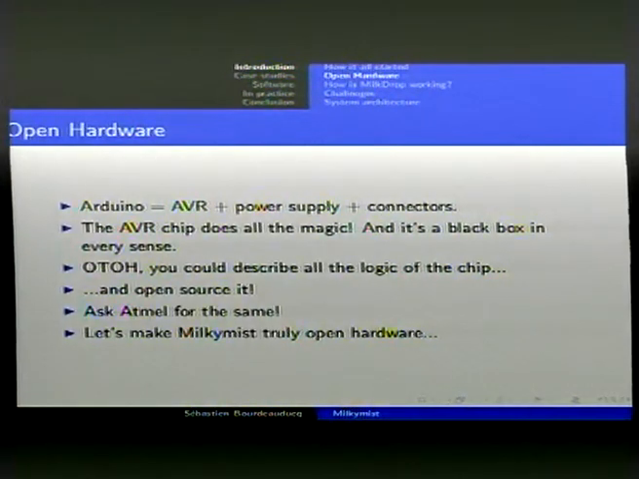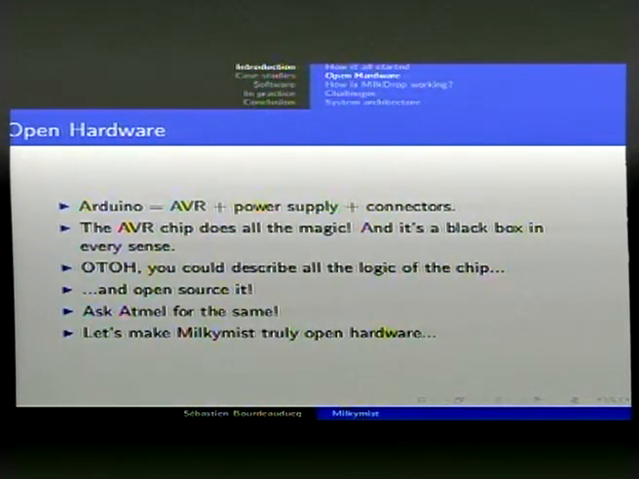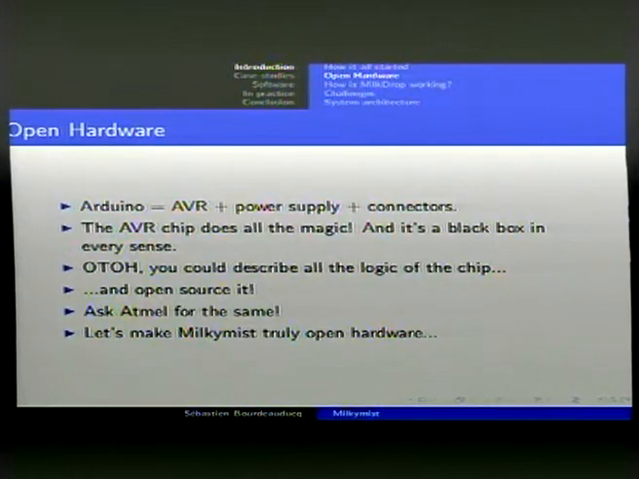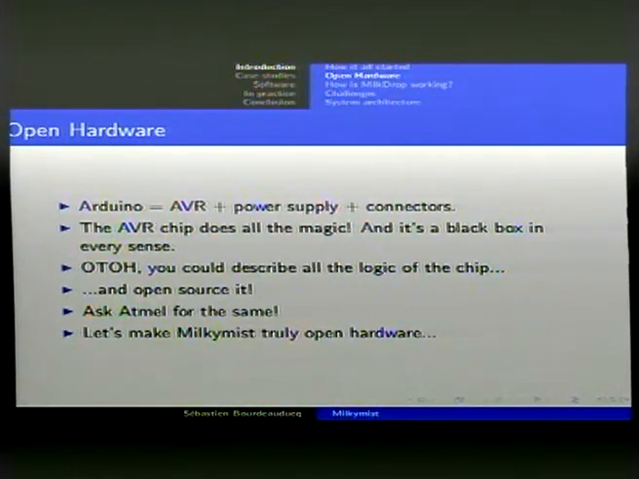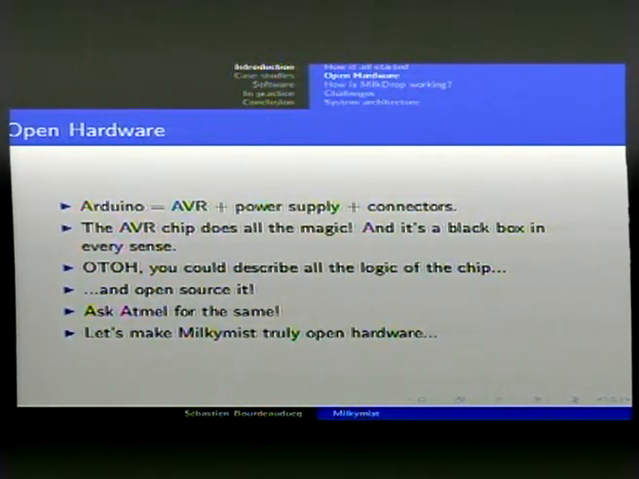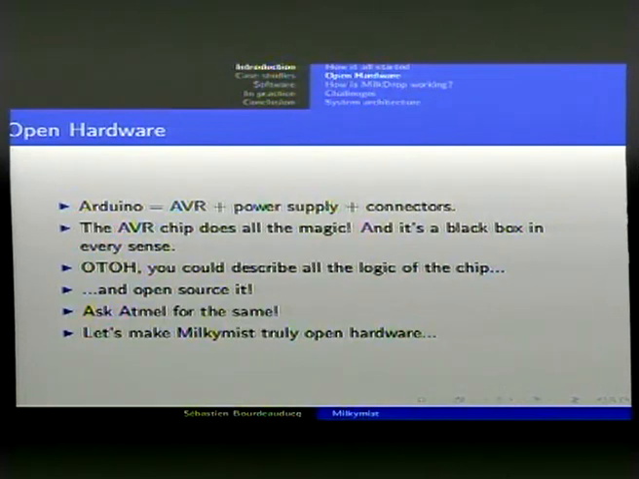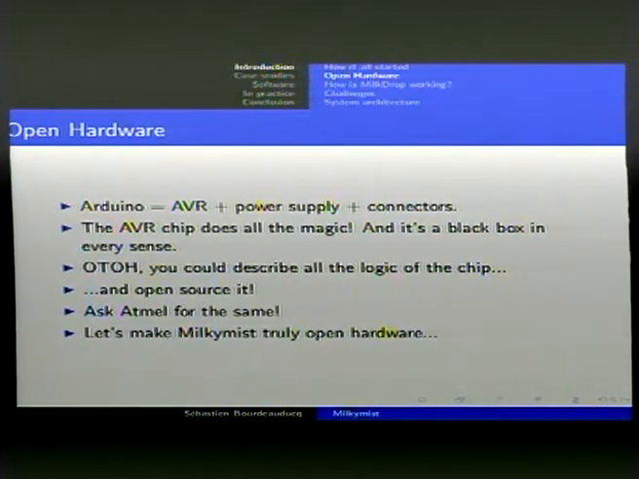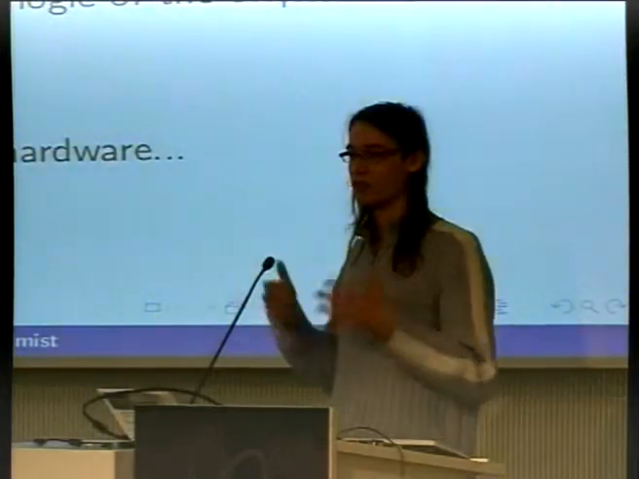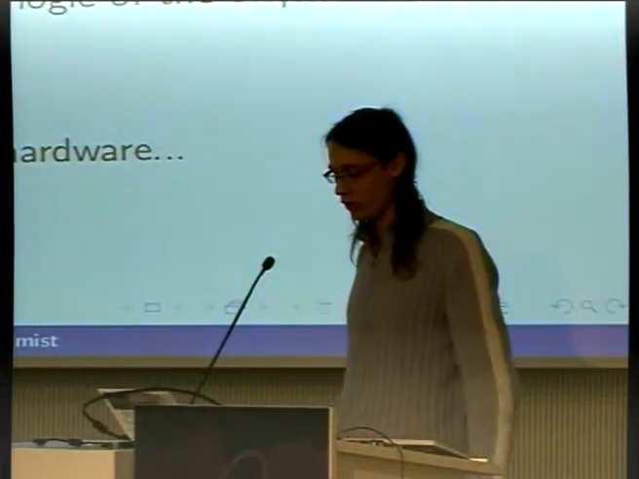As I said, I wanted to make something which is really open hardware. I will take, for example, the Arduino, which is often touted as being open hardware. Well, basically, Arduino is just an AVR microchip, power supply, and connectors. And in this design, the AVR chip does all the magic. Everything that the Arduino does is basically done by the AVR. And the AVR is a black box. I mean, it's a chip in every sense. You have a plastic package, and you don't really know what's inside.